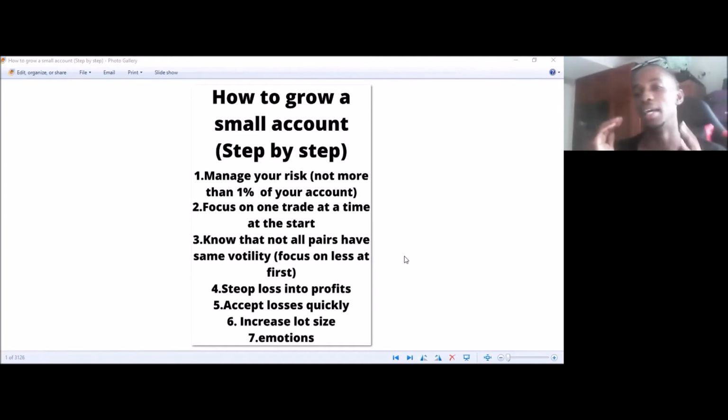People don't talk about this a lot, but if you're going to be leveraging a lot, just make sure you put your stop loss into profit. Or even if you're growing a small account, guys, even if nothing happened, just move your stop loss to profit. So yeah, you want to make sure you move your stop loss into profit.